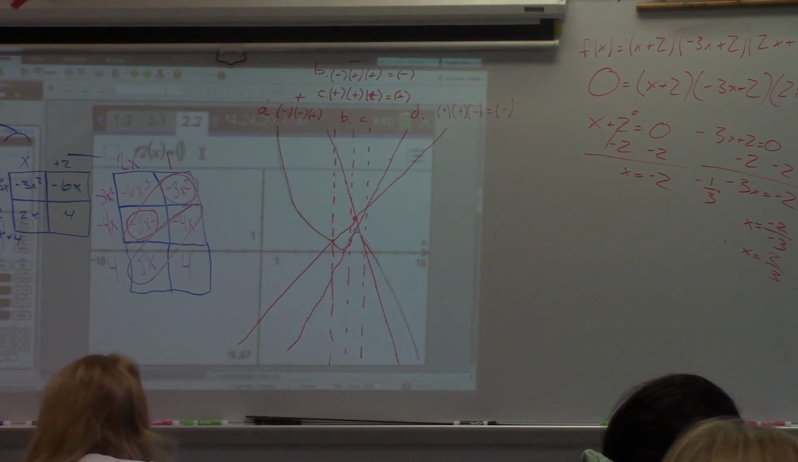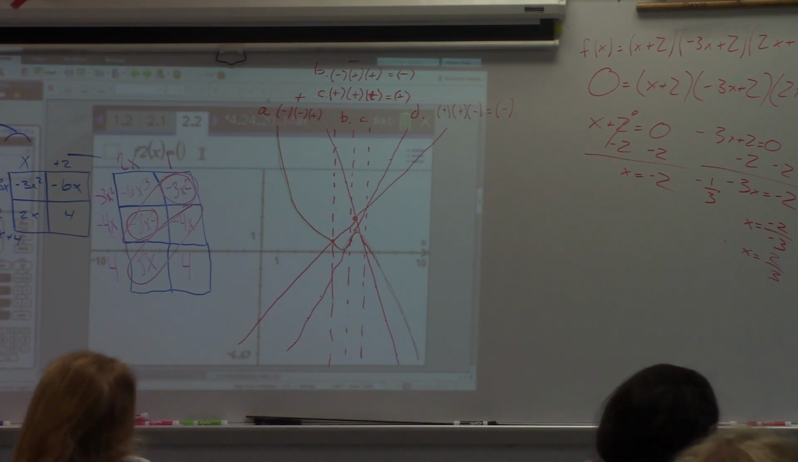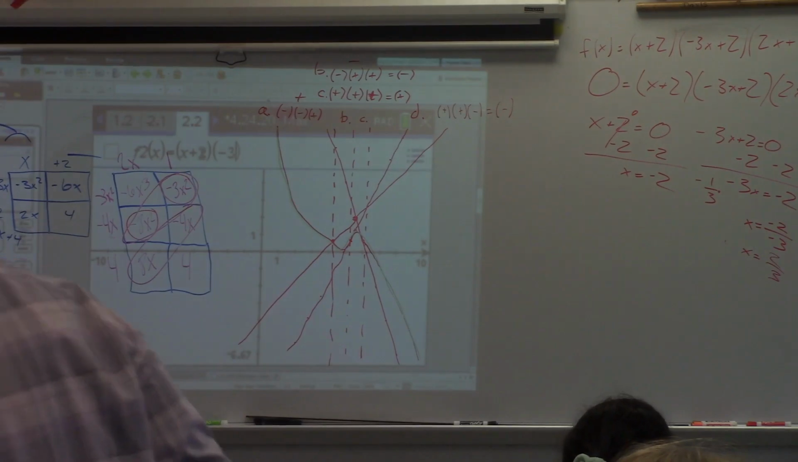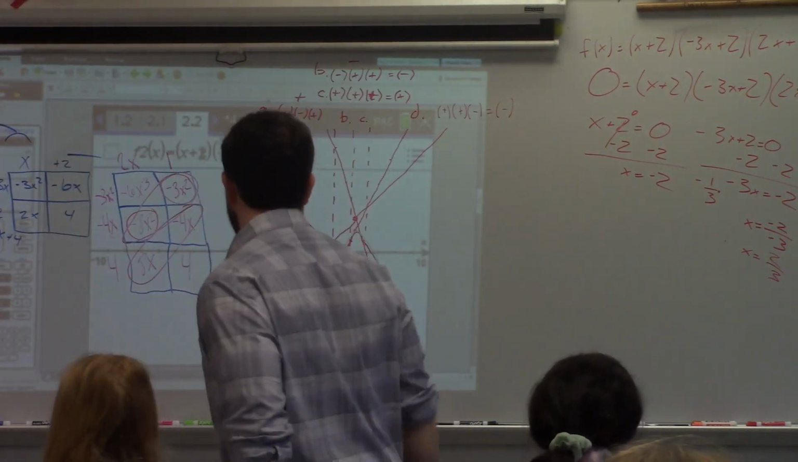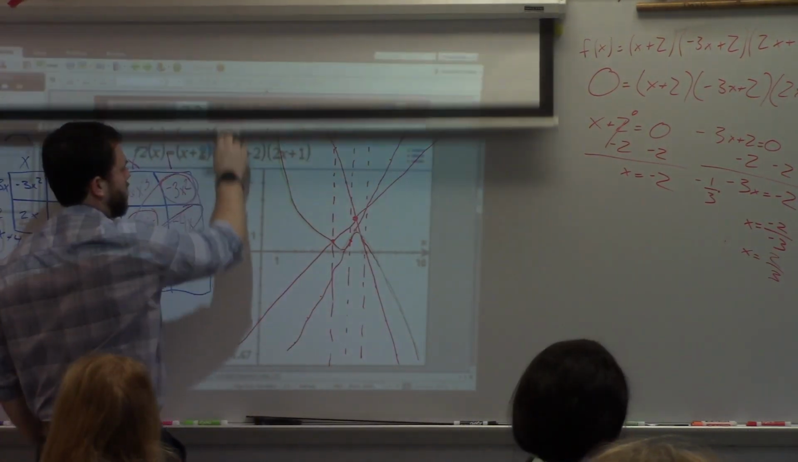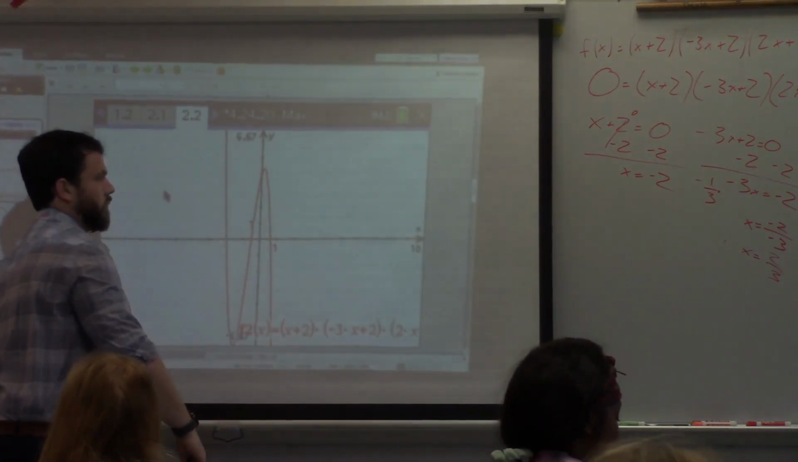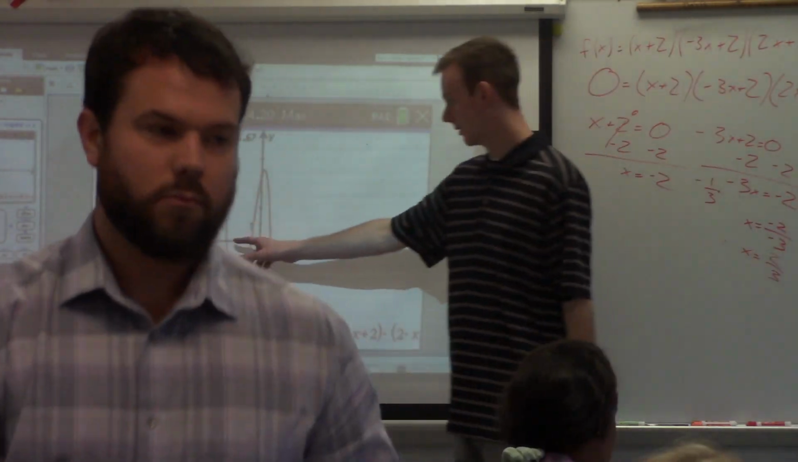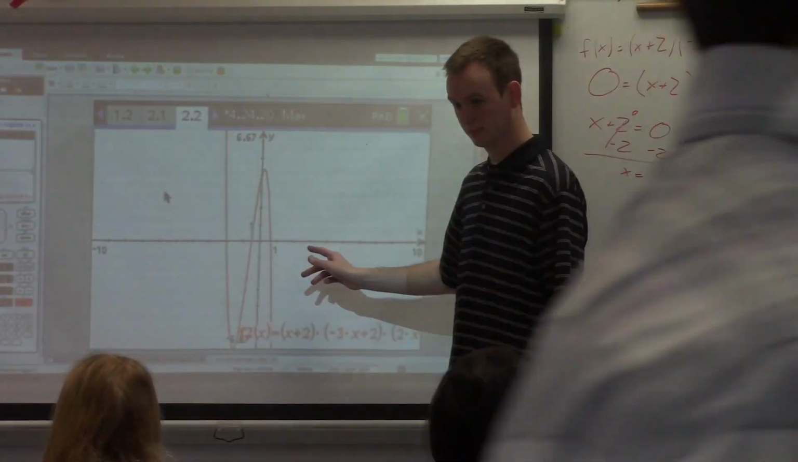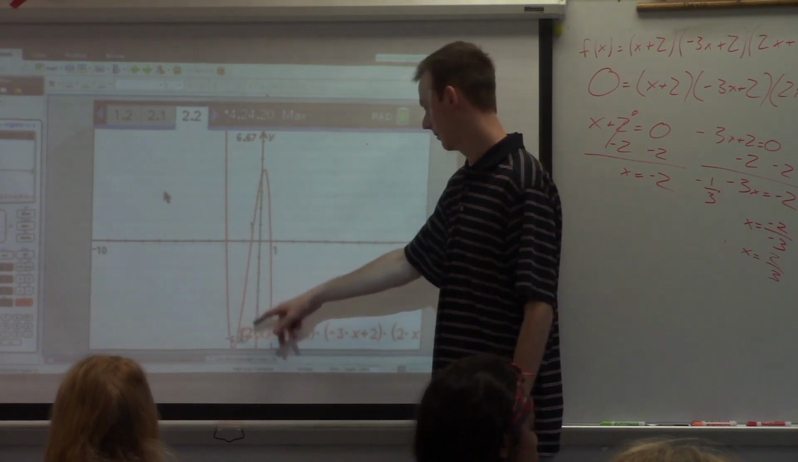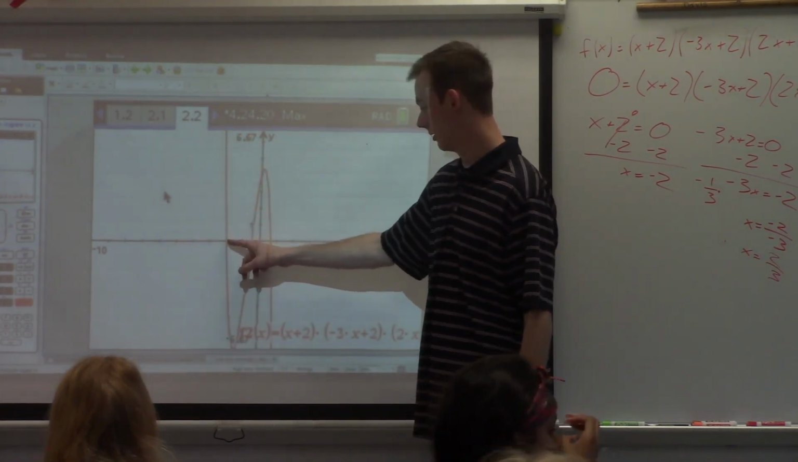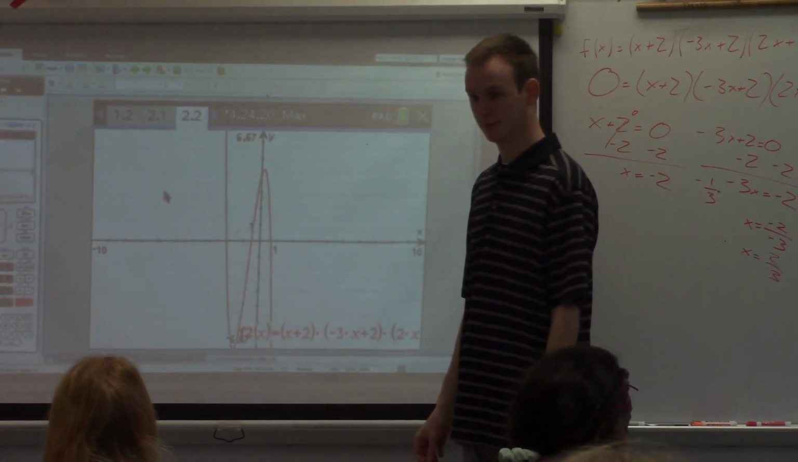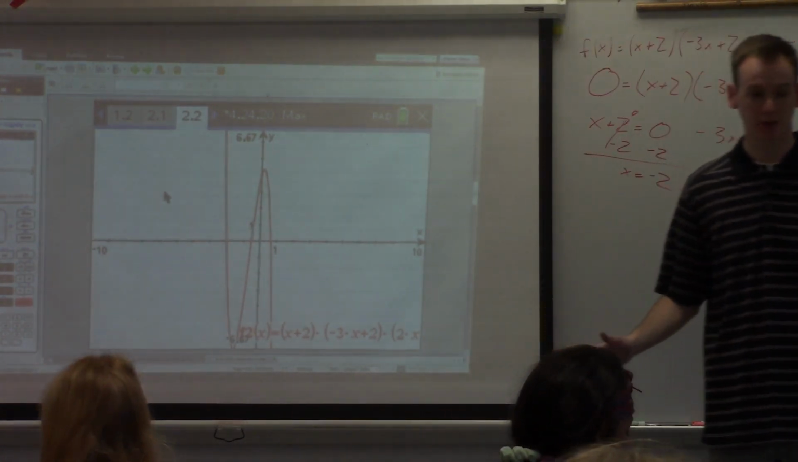So our original expression was x plus 2 times negative 3x plus 2 times 2x plus 1. And it wasn't a perfect sketch, but look at where the zeros are. They're right where we expected them. And look at the shape of the graph. It's a little bit steeper than mine was. I sort of went short little humps there, but so does the sketching process make sense?